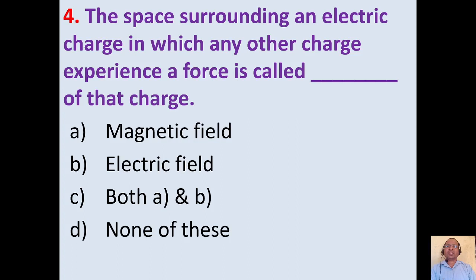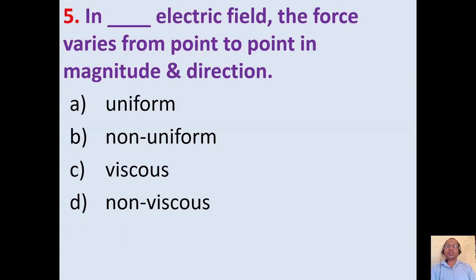The space surrounding an electric charge in which any other charge experiences force is called dash of that charge. So the space around this electric charge is simply called the electric field. In dash electric field, the force varies from point to point in magnitude and direction. We have seen two types of electric field, uniform and non-uniform. In non-uniform electric field, force varies from point to point. So option B, non-uniform, is correct here.